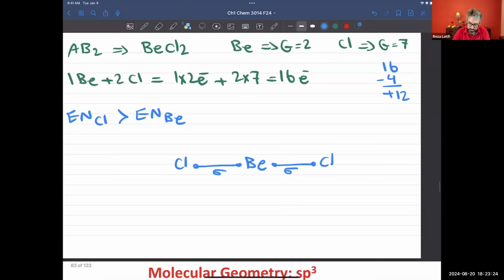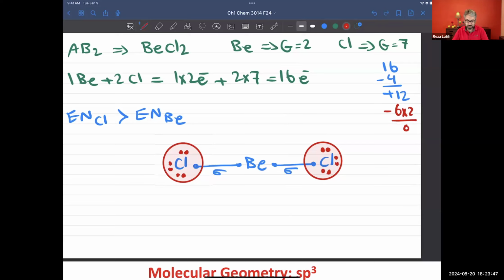You will draw a circle around each element, and you start with outer atoms, chlorines. You give each chlorine 6 electrons until you make it octet. Minus 6 multiplied 2 times, so I use all the electrons. Now I'm at 0. How about the central atom? Central atom clearly is not octet. It has only 2 electrons and it will share it with 2 neighbors. Max, it will get 4 electrons.